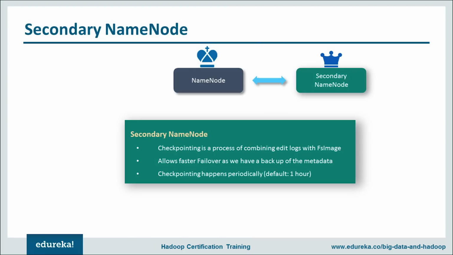So in a situation where the NameNode goes down and the entire metadata is lost, we don't have to worry. We can set up a new NameNode and get the same transactional files and the metadata from the secondary NameNode, because it has been keeping an updated copy, and checkpointing happens after every hour. But you can also configure it. So let's understand the process of checkpointing in detail.